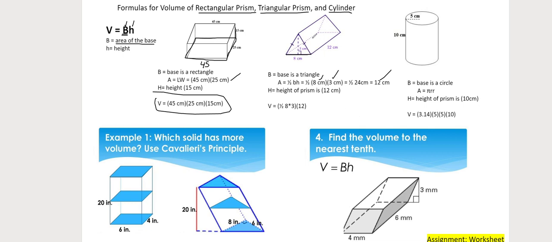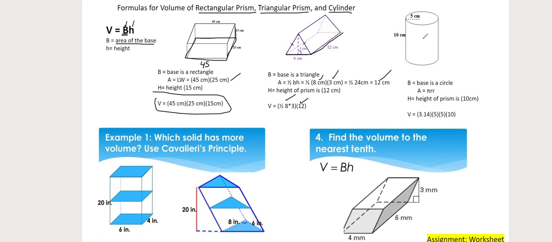Now, what is the height of that prism? The height in this is from here to here, which is 12. So you're going to multiply 12 times 12, and in that case, it's going to give you 144. Okay. So again, this is for the triangle: 8 times 3, take 1/2 of that is 12, and then times 12, the height, and that will give you the volume for the triangular prism.